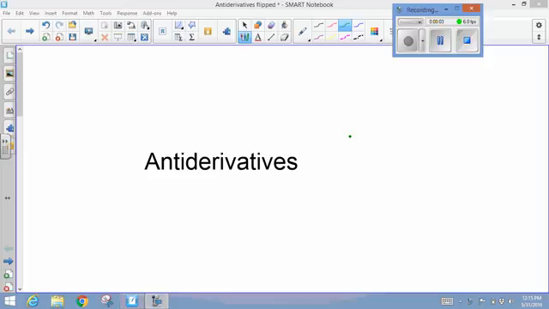Welcome back. Today we're talking about antiderivatives. So antiderivatives would be the opposite of a derivative. Basically they're going to give us a derivative and we have to find the original equation. So we're kind of going backwards.